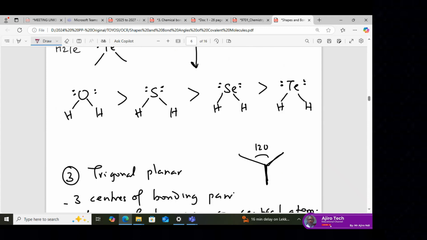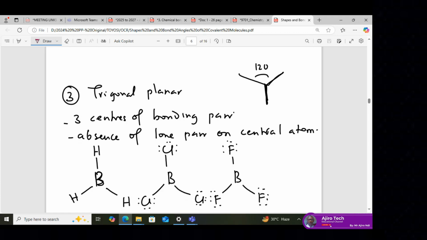So the bond angle decreases in that fashion. Is that okay? Now, number 3 is what? Trigonal planar. 3 centers.